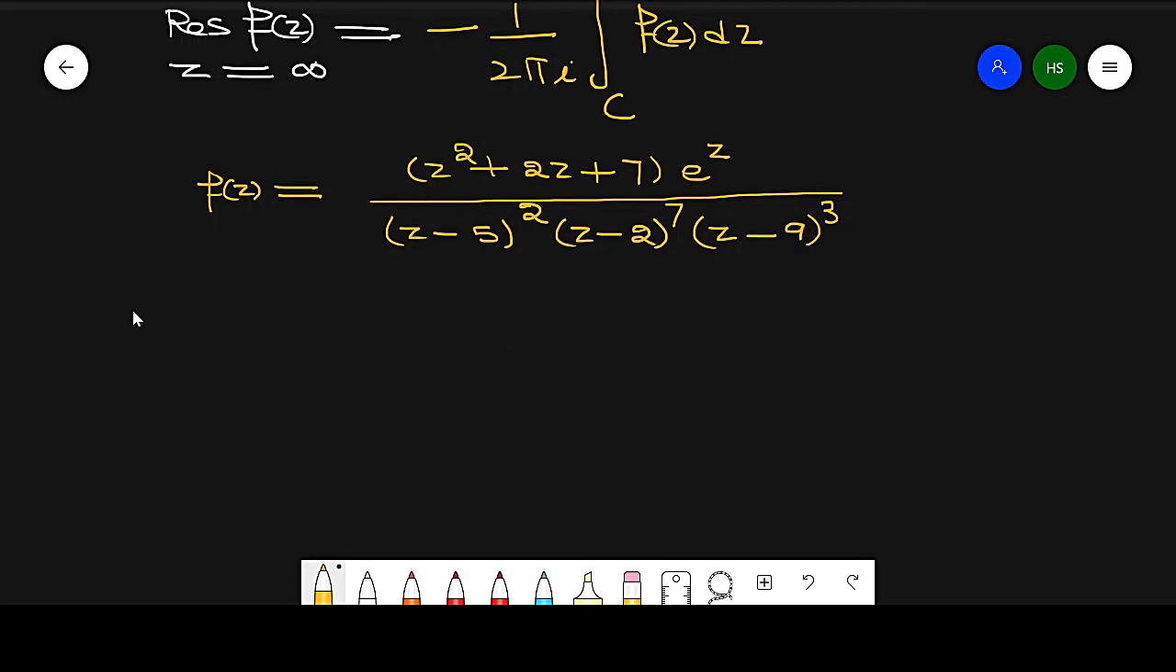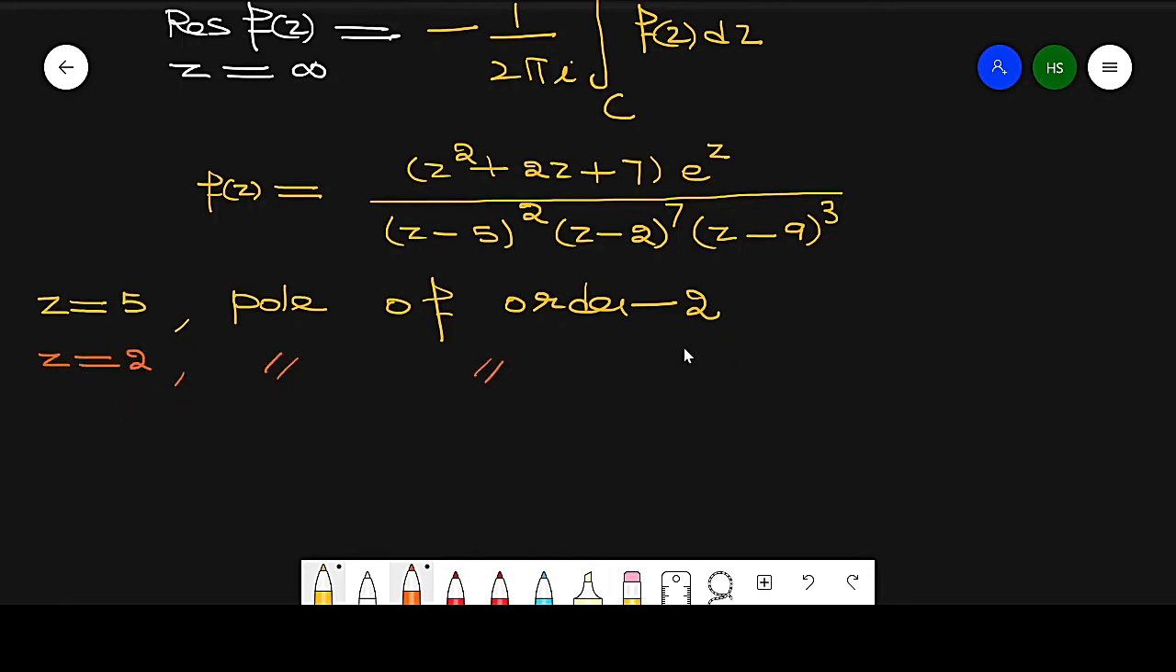Now here we have 3 poles: 5, 2 and 9. So z is equal to 5 is a pole of order 2. See clearly, z is equal to 2 is a pole of order 7. z is equal to 9 is a pole of order 3. So this function has poles of order 2, 7 and 3. So in this way we can find the order of the poles.